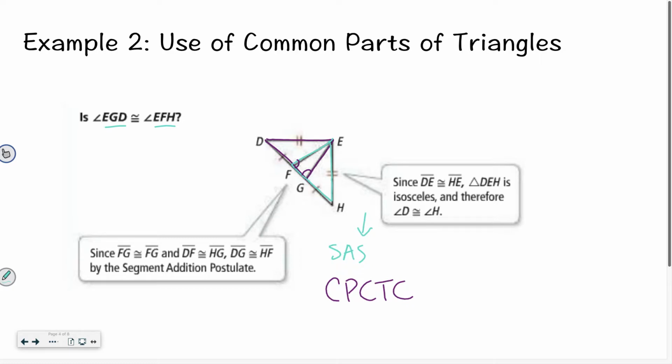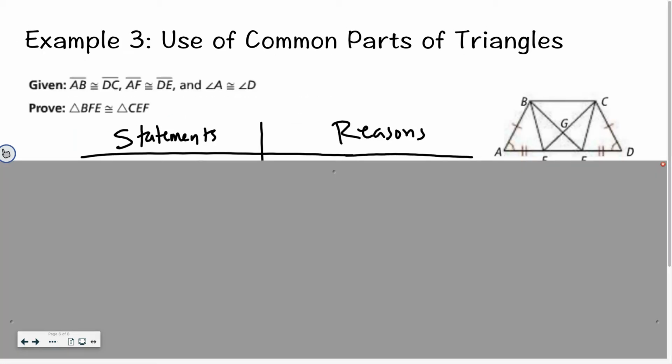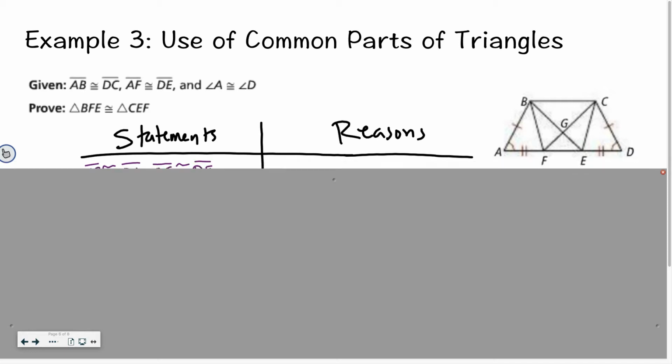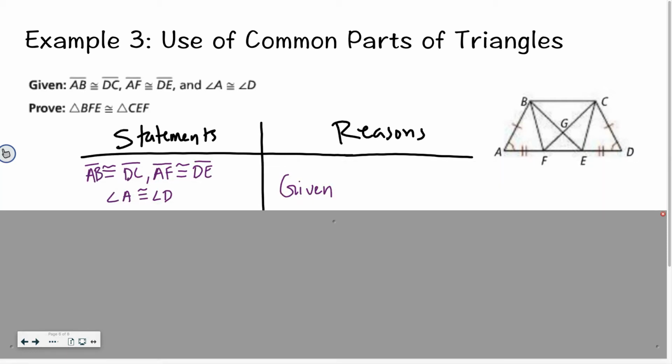If you already have two congruent triangles, you can say that any of the corresponding parts are congruent. Okay. All right, now let's look at example 3, which is all about using the common parts of triangles. So we are given segment AB is congruent to segment DC, and segment AF is congruent to segment DE, and angle A is congruent to angle D. So I start by writing all of that given information. I look over at my picture, I see that that's all marked.